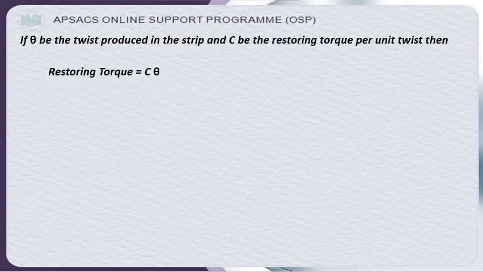Now for that restoring torque, let theta be the twist produced in the strip, and let C be the restoring torque per unit twist. So the restoring torque is directly proportional to theta. After removing the proportionality sign, capital C is the constant of proportionality, known as the restoring torque per unit twist.